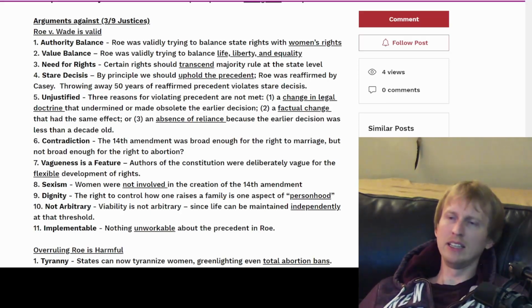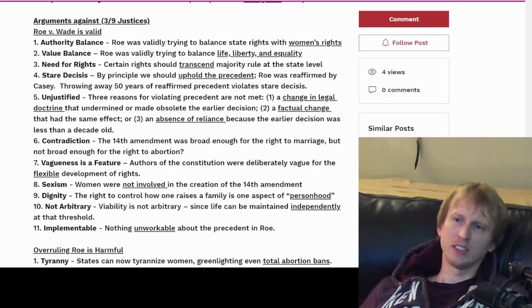There's no new legal system that invalidates Roe. There's no factual changes that make Roe problematic, and there's no absence of reliance. We have, in fact, the opposite. Casey relied on Roe, and women rely on Roe in their daily lives, and so that's why it's not justified. And the next argument is about contradictions.